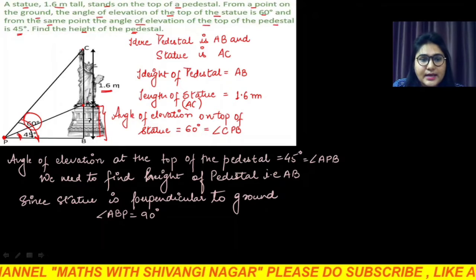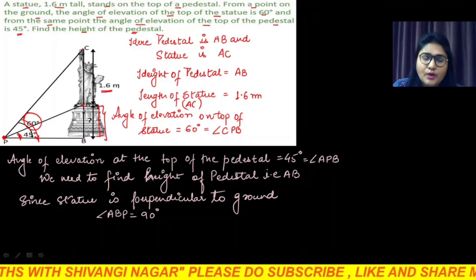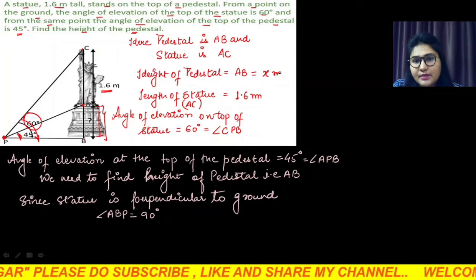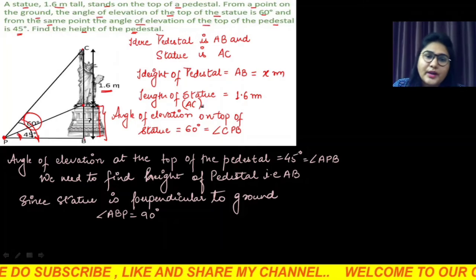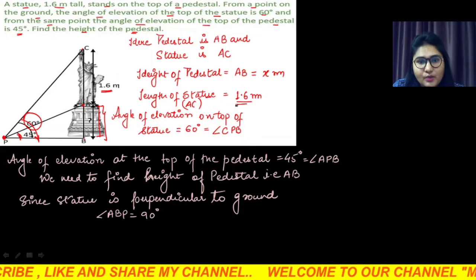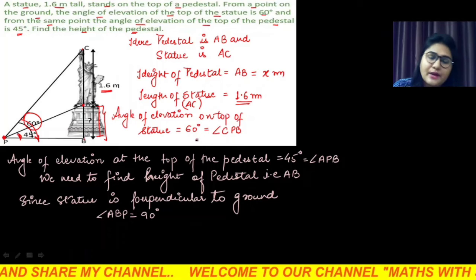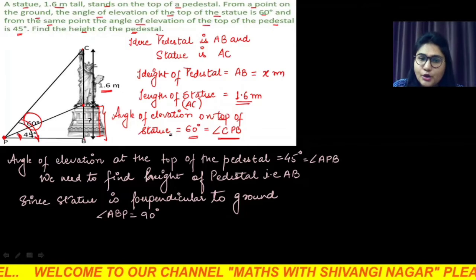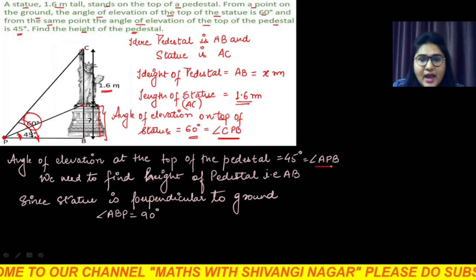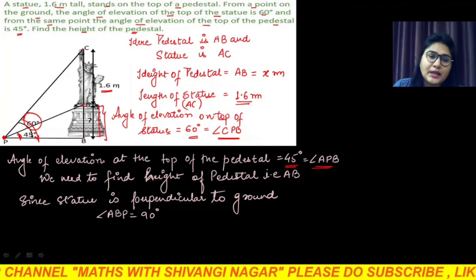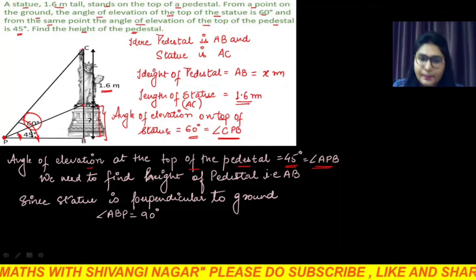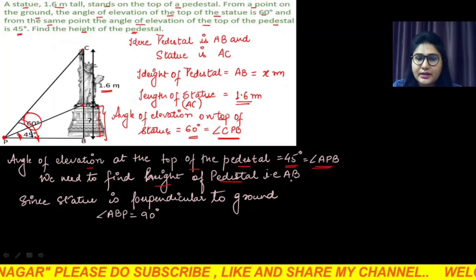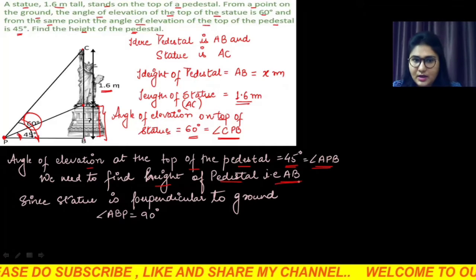First of all, let's say the length of this AB, the height of the pedestal, is x meter. What is given to us? The length of the statue AC is 1.6, and angle CPB is 60 degree, the angle of elevation to the top of the statue. Similarly, angle APB is 45 degree, the angle of elevation to the top of the pedestal. And we have to calculate the height of the pedestal, which is AB.